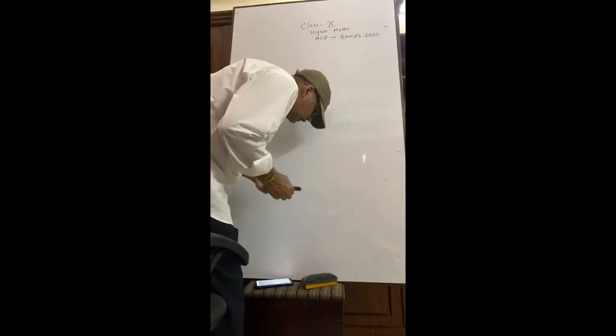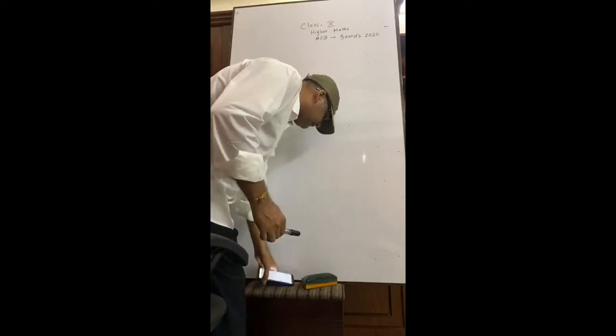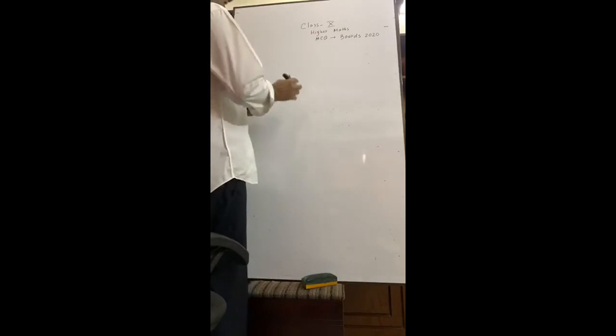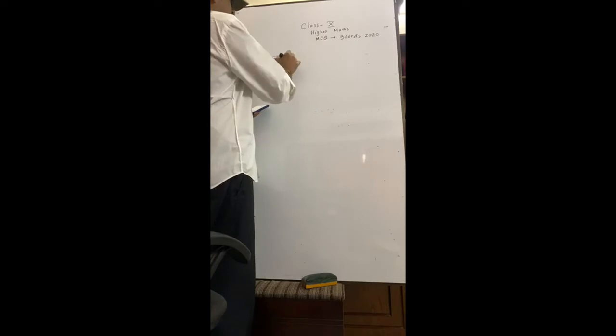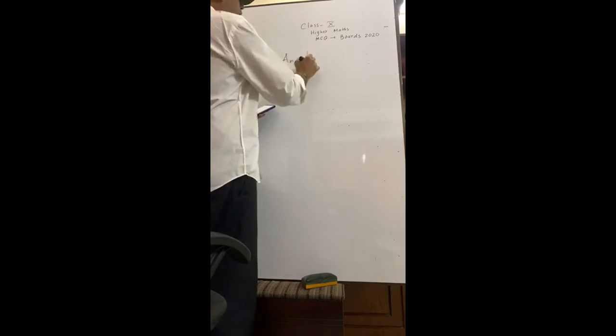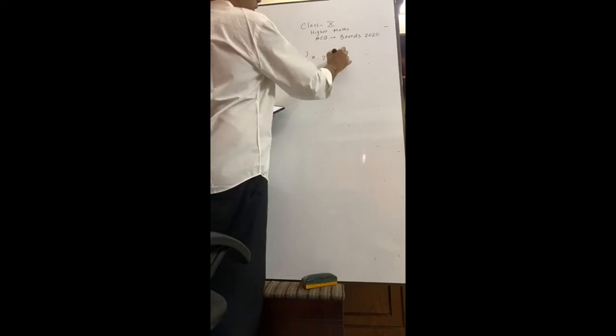Now go to question number 8. Okay, number 8. It's really very easy for you. N equals to n, 2n, 3n.